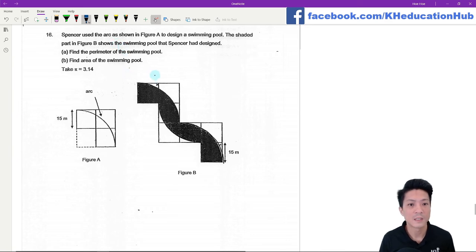Question 16. Spencer used the arc as shown in figure A to design a swimming pool. The shaded part in figure B over here, okay, shows the swimming pool that Spencer had designed. Find the perimeter of the swimming pool.